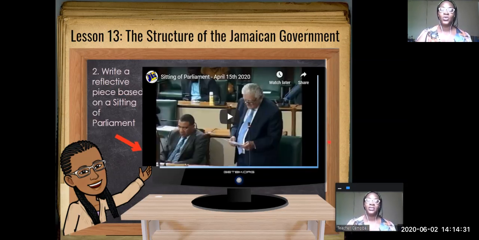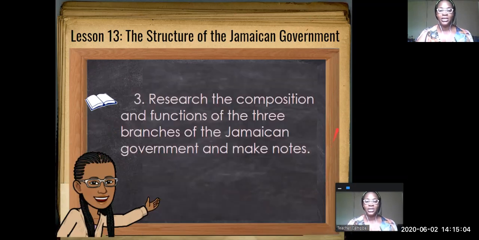You're also going to be asked to watch a sitting of Parliament. I have not posted a link for a video for this because some of them are quite lengthy, so I leave it up to you to choose. You're going to go to YouTube and type in sitting of Parliament, Jamaica. Please put Jamaica, and you will see many of them, some shorter than others. Choose one, watch it, and when you've watched it, you are going to say what you have observed and write a reflective piece. You're going to listen to what they're doing and see what they're doing, and then write a piece. The detailed instructions are given in Renweb.